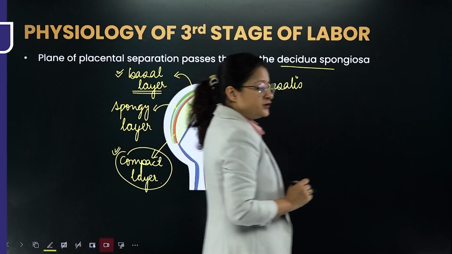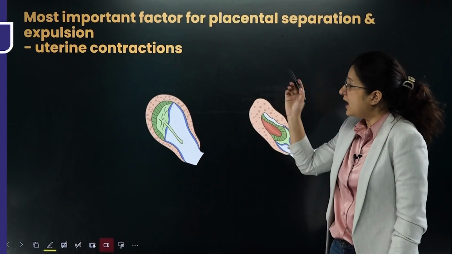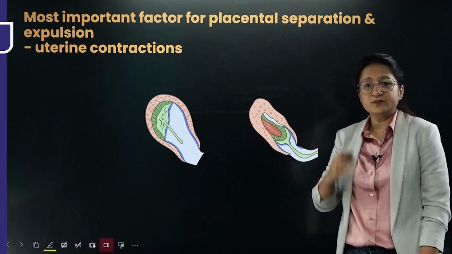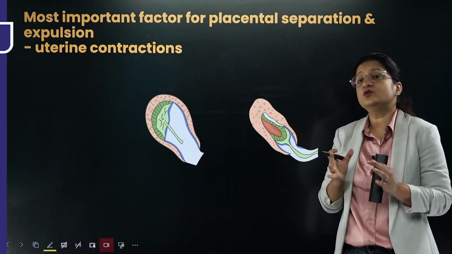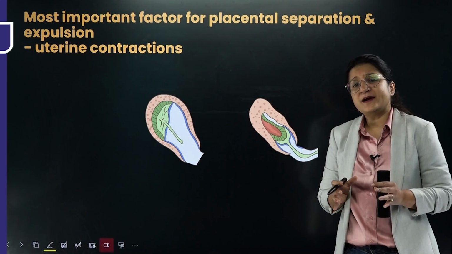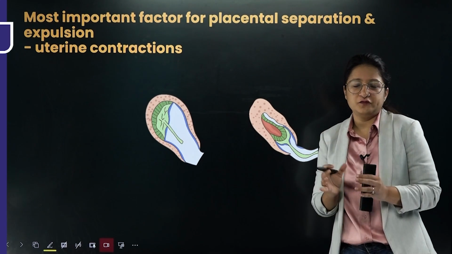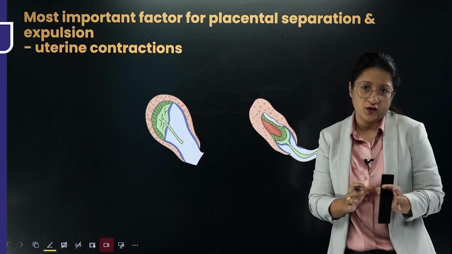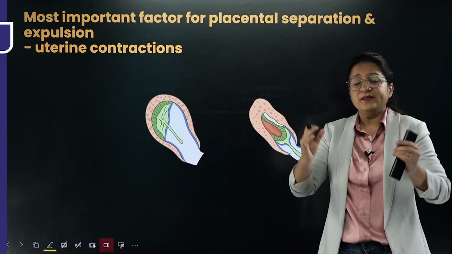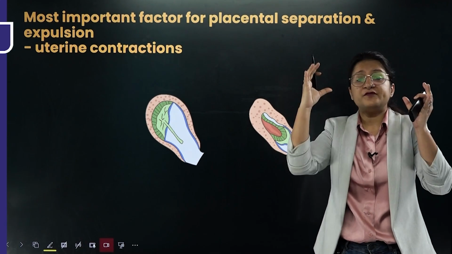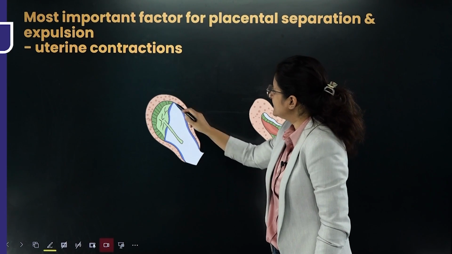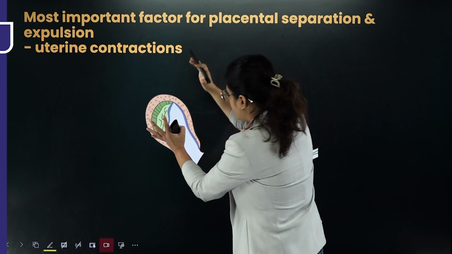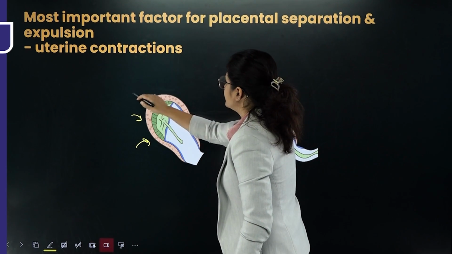Now, the important point to note here is how does the placenta separate, right? What is the most important factor responsible for placental separation? And that is uterine contractions. Uterine contractions are as intense in the third stage of labor as they have been in the second stage of labor. Okay, and when the uterus contracts, remember, the fibers also shorten. So there is this decompression, as you can see, inside the uterine cavity, right, because of uterine contractions.